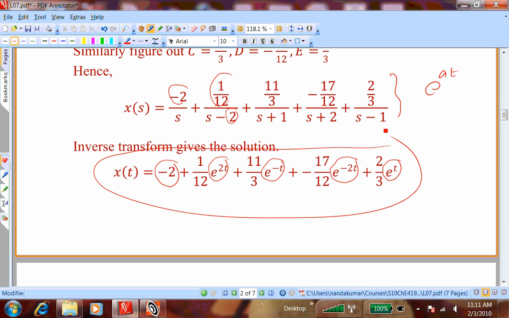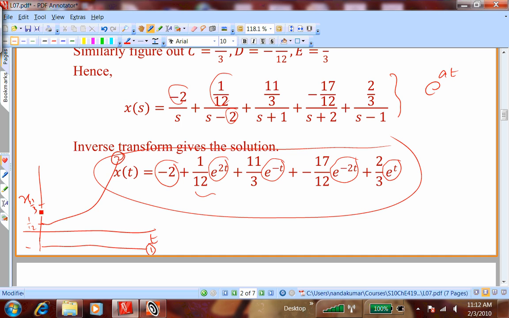Neither one is possible. Now, if you take them one at a time, remember, we can plot each one individually, x versus t, one function at a time. So the first function is minus 2. It's a constant. To that, I'm going to add the second function, which is 1 over 12 times e to the power 2t. How does e to the power 2t go as t goes to infinity? Infinity, that is the problem. So when t equals 0, the term will be 1 over 12. You start there, and it's going to go like this. This is your second term. This is your first term. How about the third term? The third term, when t is 0, e to the 0 is 1, so it will start somewhere at 11 over 3, but then it's going to decay.